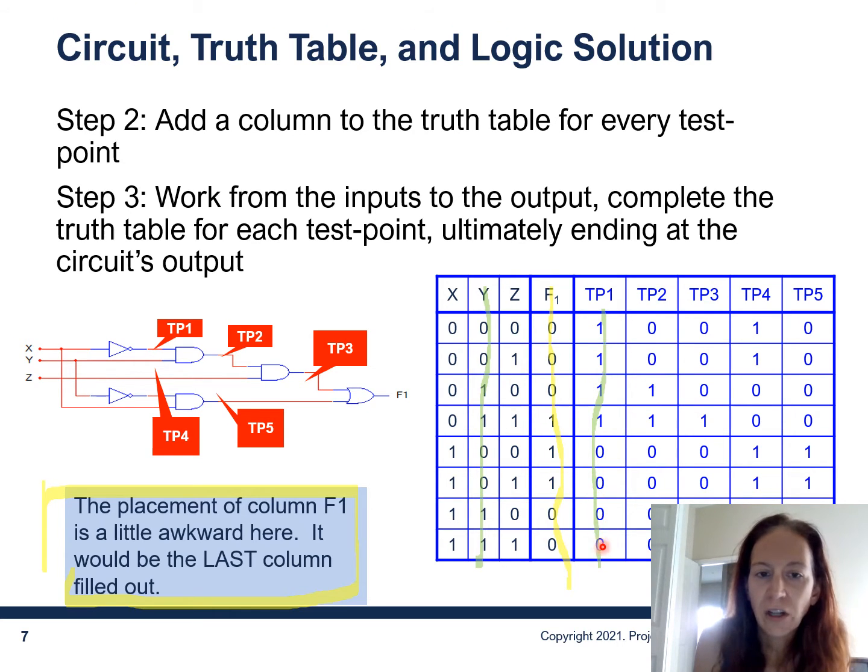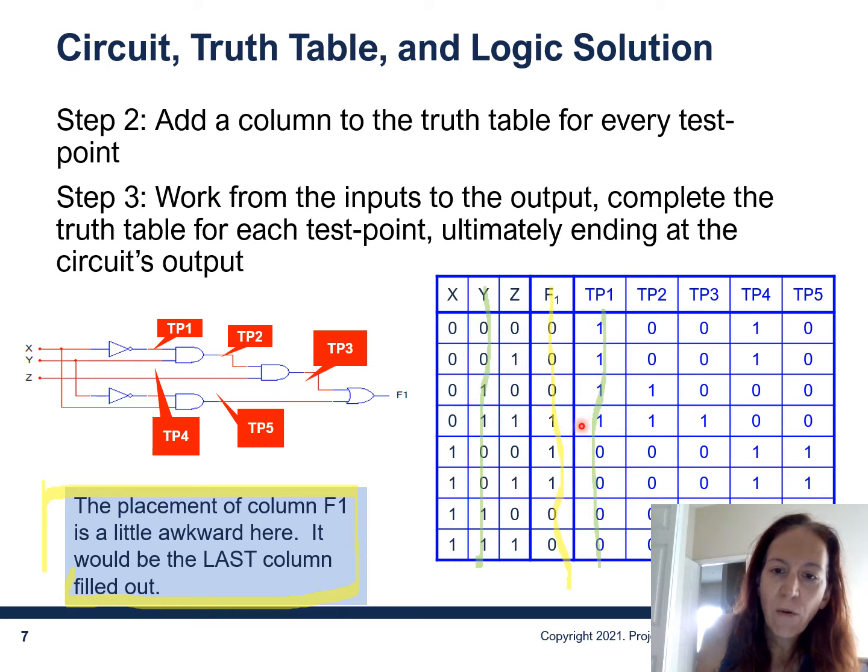So actually, as long as test point 1 is low, it doesn't matter what Y is, because in order for test point 2 to go high, they both have to be high. And so you can just automatically fill in that test point 2 is not going to go high in any of those cases, because one of the inputs is low.